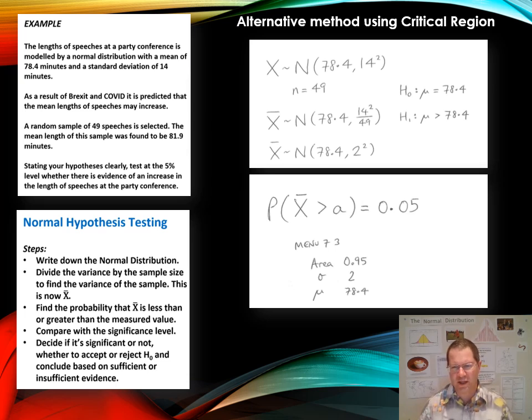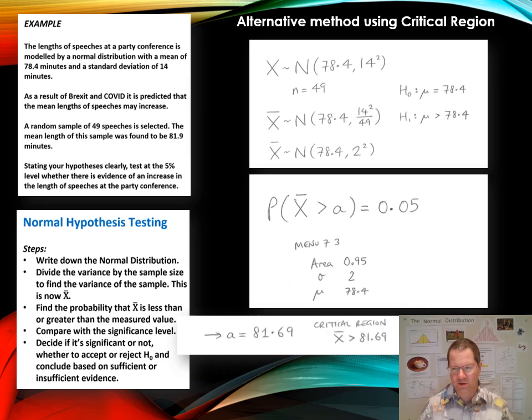We are looking for the area to be 0.05 above A, and don't forget the way the calculator is set up, it's for less than, so we're going to use an area of 0.95 with our standard deviation of 2 and our mean of 78.4. So typing that on the calculator, pressing equals twice, we get a value for A, the critical value of 81.69, which means that the critical region is greater than 81.69.